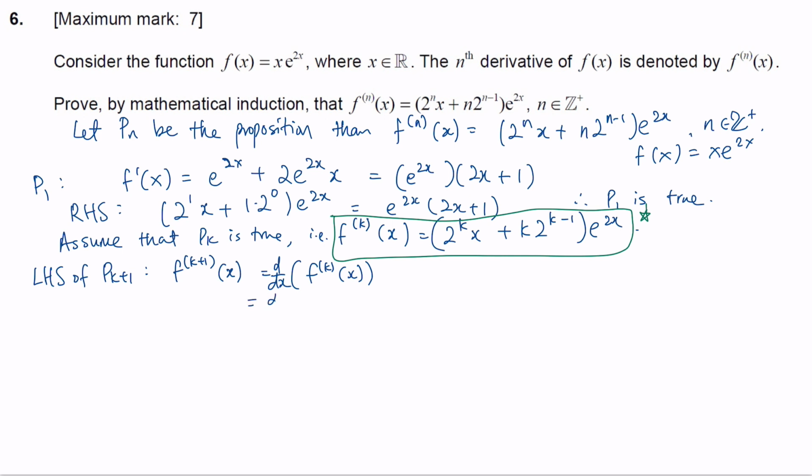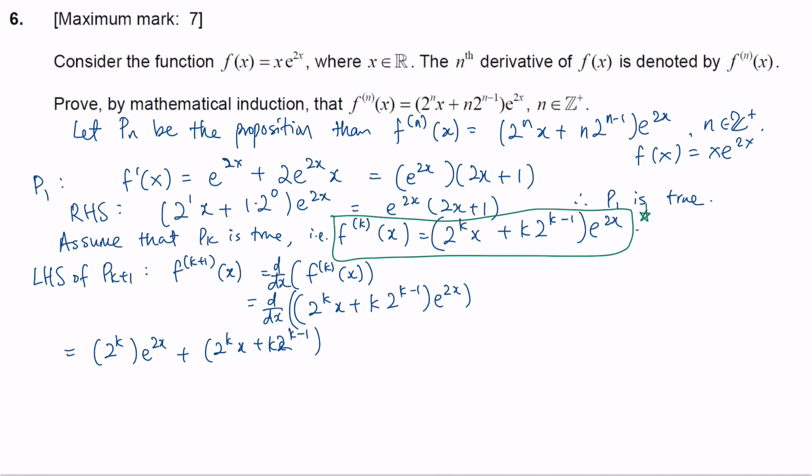So we're going to differentiate this 2 to the power of k x plus k times 2 to the power of k minus 1, e to the power of 2x. Alright, so let's do it now. Product rule: this is 2 to the power of k plus 0, e to the power of 2x, plus, then leave this alone, plus k times 2 to the power of k minus 1 times 2e to the power of 2x.